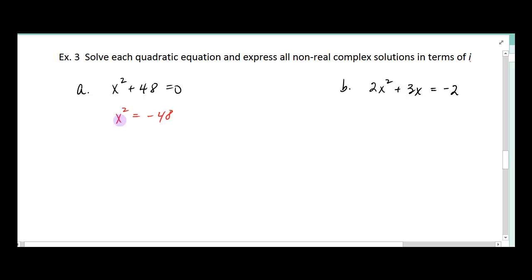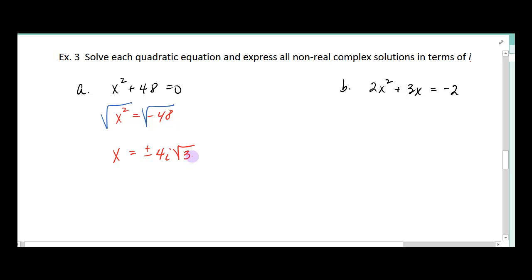Now to solve for just x, we would then take the square root of both sides. Remember though, when I take the square root, I end up with a positive and a negative. If I were to take the square root of 48, I'm thinking of perfect square factors for 48, and that would be 16 times 3. The square root of 16 is 4, so I would have 4i times the square root of 3.